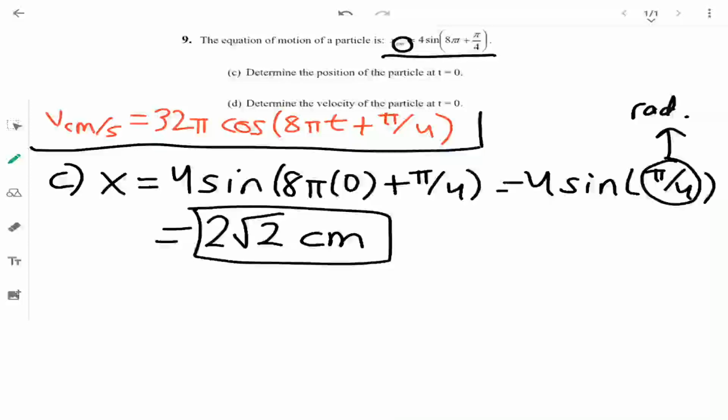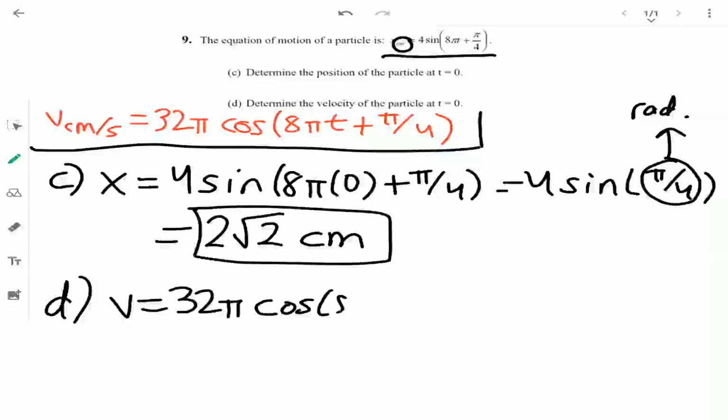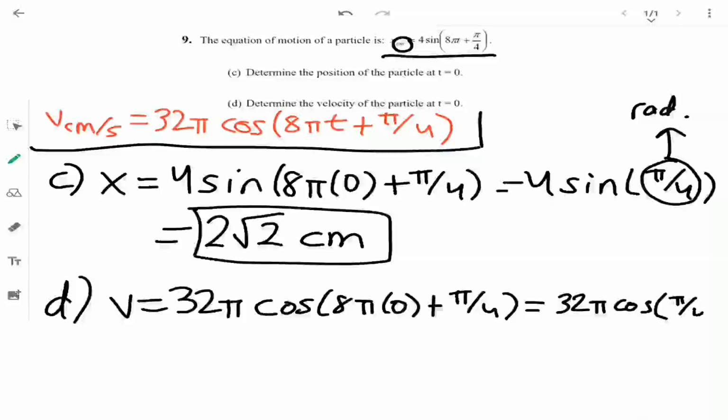And now let's do part D. Determine the velocity of the particle at time equals 0. Same thing. We have to do v equals 32 pi cosine 8 pi times 0, again because it's the initial velocity, plus pi over 4, equals 32 pi cosine pi over 4, and this should simplify to approximately 71.1 centimeters per second.